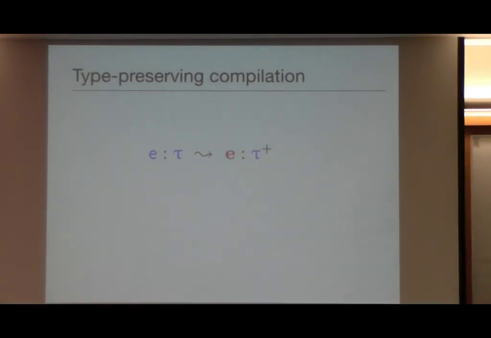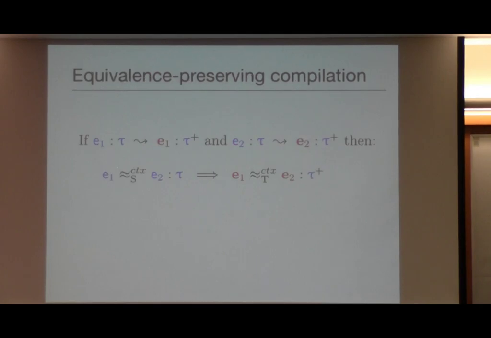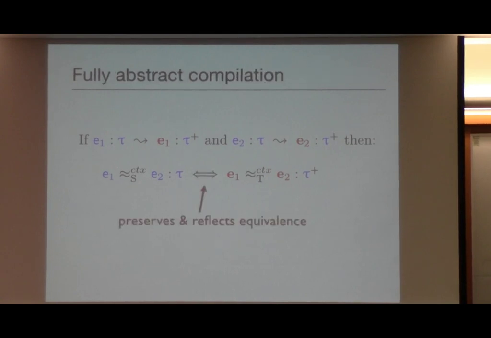So I want to do type-preserving compilation as a way of ensuring that we can't link with bad attackers. And here's the actual property that we are interested in proving. If we have two components, E1 and E2, that are contextually equivalent in the source, then their compiled versions should be contextually equivalent in the target, and we need to make sure that in the target they have this translation type that essentially protects them from bad attackers, okay?